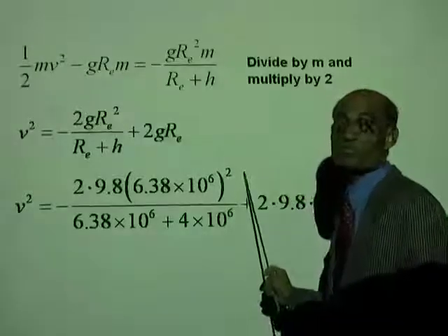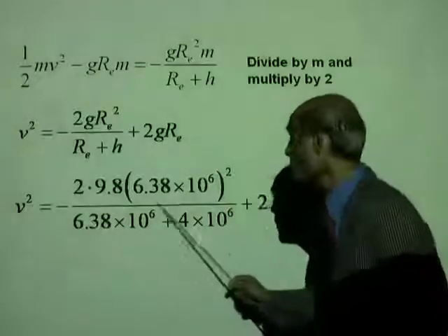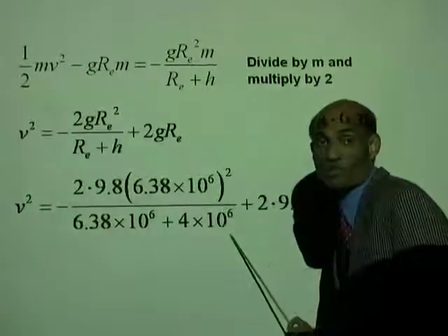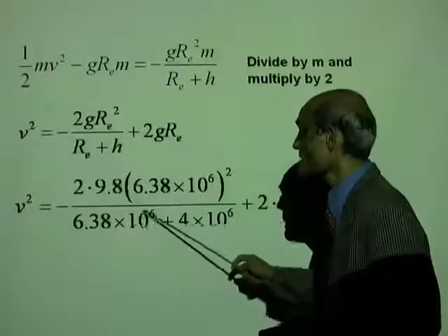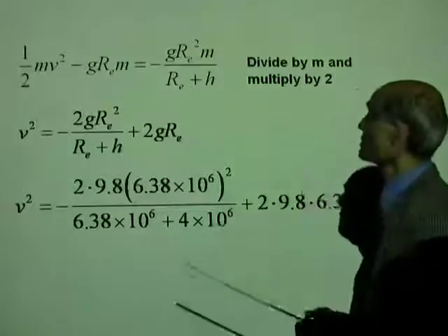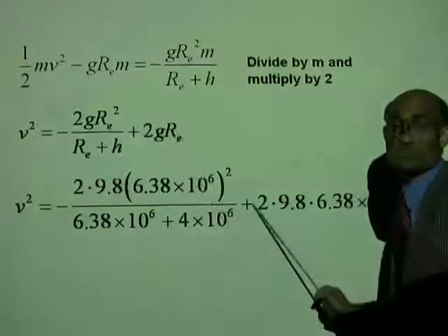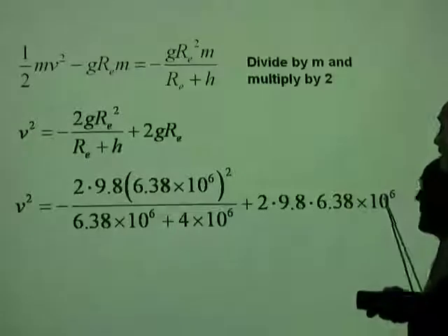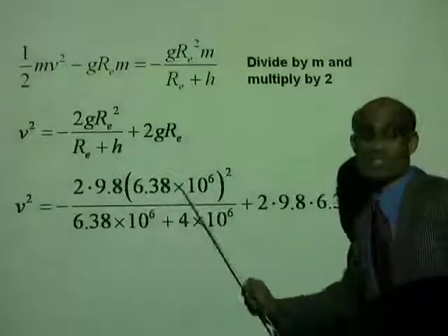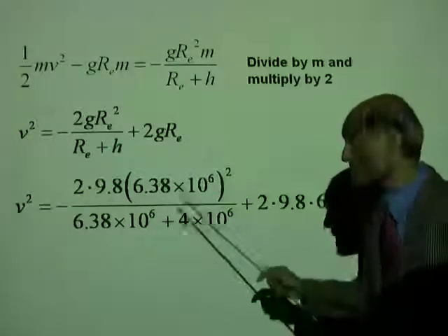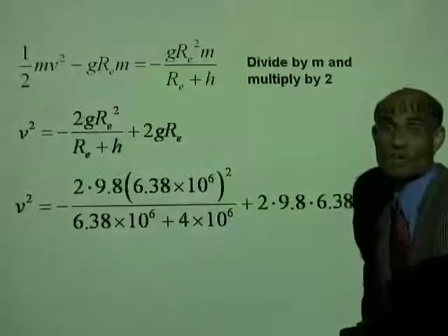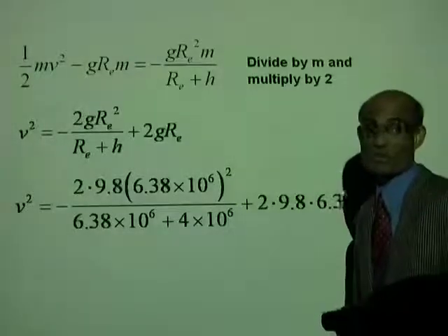You must do the same when you use a calculator. All over. Now, on your calculator, you must put this in parentheses, very important. 6.38 times 10 to the 6 plus h is 4 times 10 to the 6 plus 2GRE, the normal value. Okay? Do that on your calculator. If you have trouble with it, let me know. I want to make sure that you can calculate these values on your calculator without any trouble.